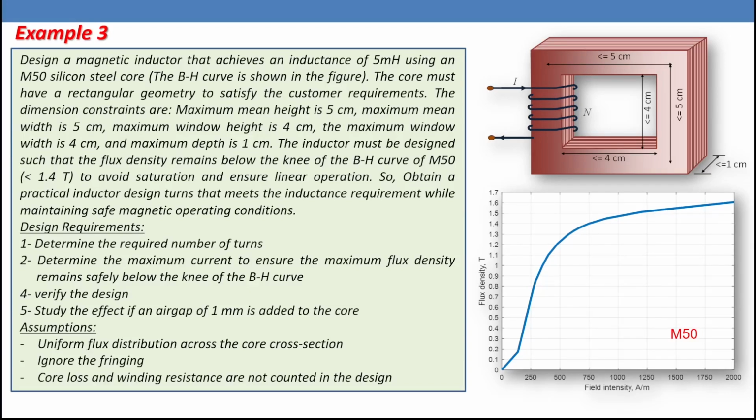Assumptions: uniform flux distribution across the core cross-section. We can ignore the fringing. Core loss and winding resistance are not counted in the design.